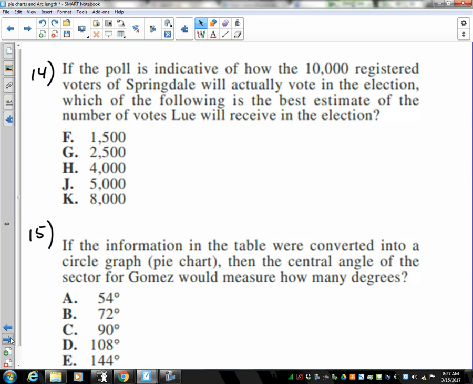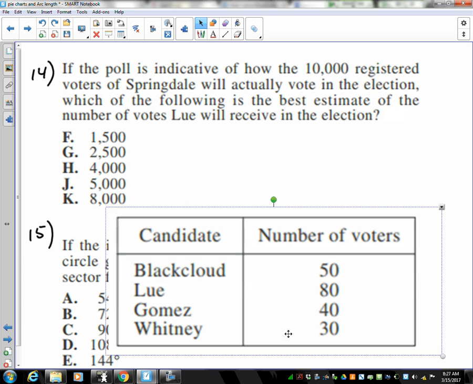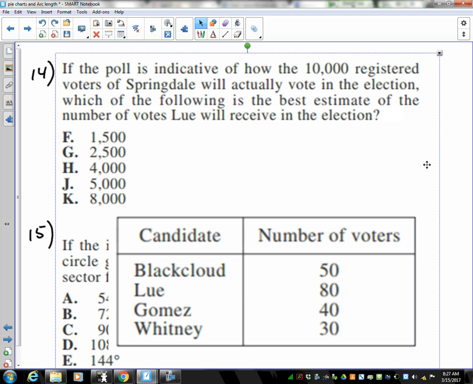Now, on the next one, let me get my chart in front of me. It said if the poll is indicative of how the 10,000 registered voters of Springdale will actually vote in the election, which of the following is the best estimate for the number of votes Lou will receive in the election? So this is a good part to total proportion. Now, he or she, whoever Lou is, got 80 votes out of 200. Okay, so 80 out of 200. That was just a poll, it said.